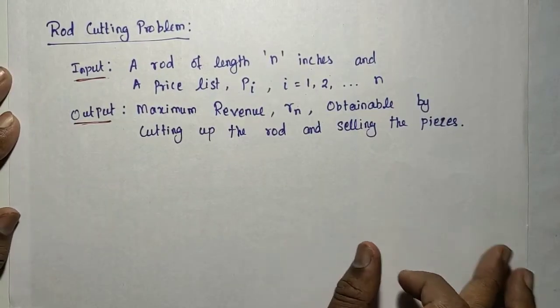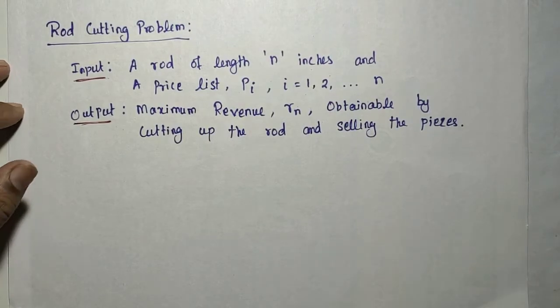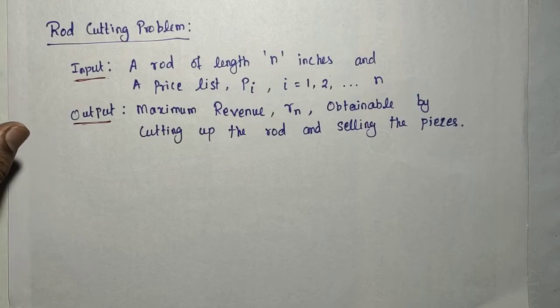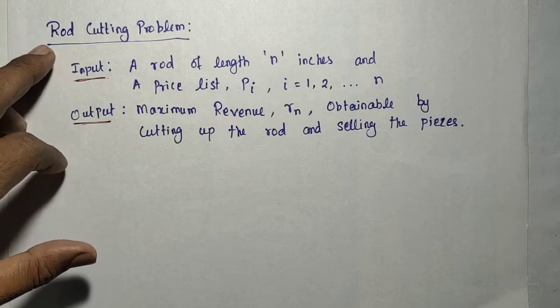So next we will discuss one problem for dynamic programming. The problem, first we will solve it by the divide and conquer approach. Then how can we convert that into dynamic programming and what is the advantage? That we will discuss. The problem is the rod cutting problem.